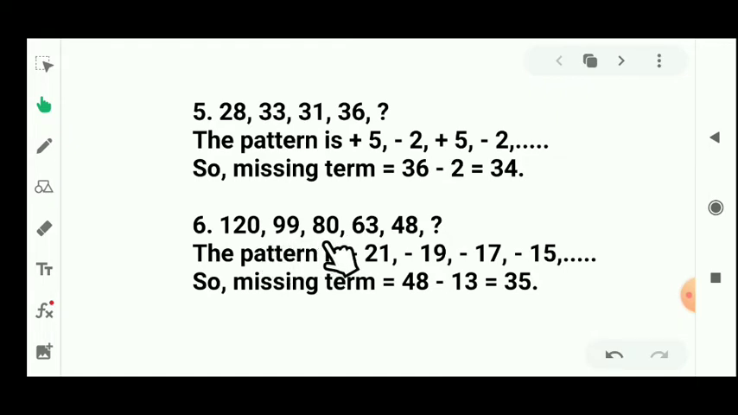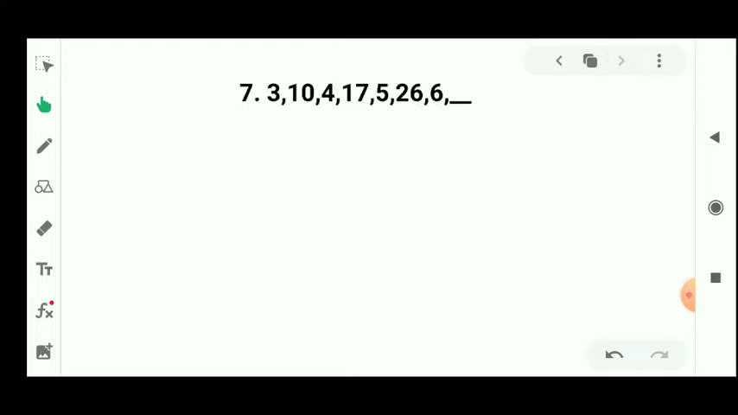Let's see the next question, that is question number 6. 120, 99, 80, 63, 48, then question mark. In this question, firstly 21 is subtracted from 120, then 19 is subtracted from 99, then 17 will be subtracted, then 15 will be subtracted, then 13 will be subtracted. That means 48 minus 13, that is 35.